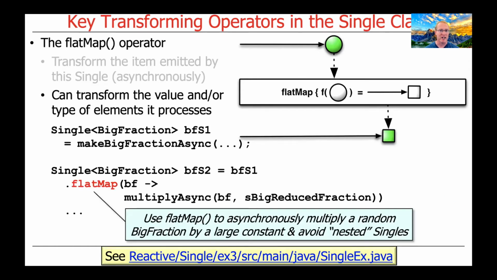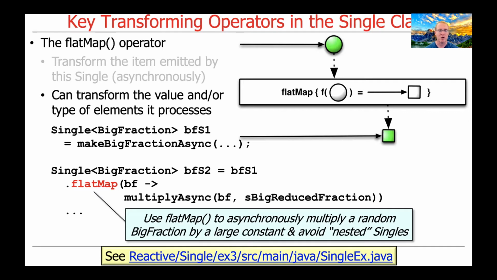Here's an example we'll be taking a look at when we get to the case study at the end of this lesson. This particular case study uses the Single flatMap operator to asynchronously multiply a random big fraction by a large constant. And the goal of using flatMap here is to avoid nested Singles. We'll take a look at what those would look like in just a moment.